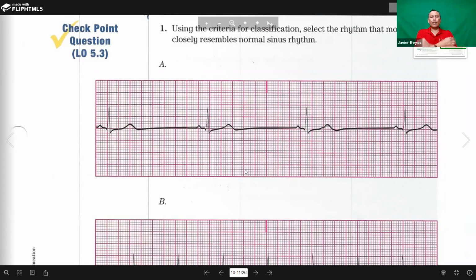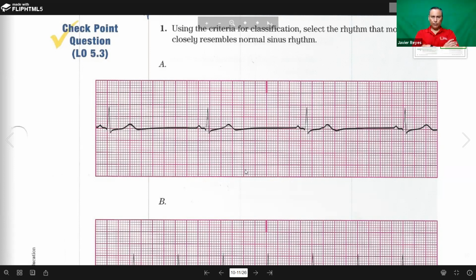Okay, let's take a look at the criteria. Janie, is it a sinus rhythm? Yes, I think it is because it still has the P wave and the QRS. That's correct. Very good. It is a sinus rhythm because there is a P and all the QRS follows it. Let's take the second criteria, the rate.